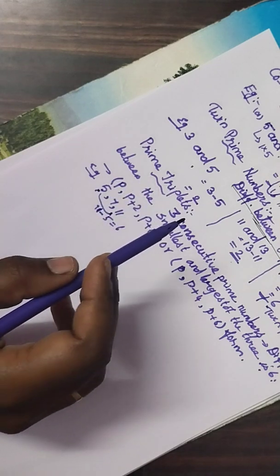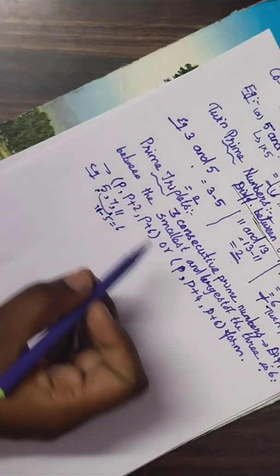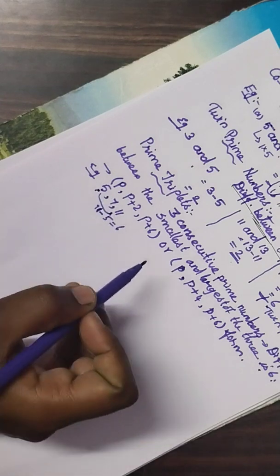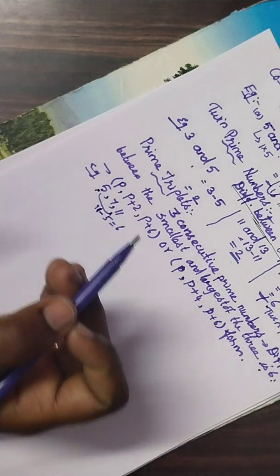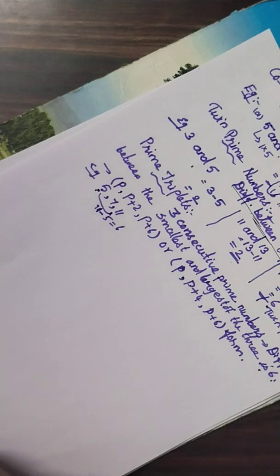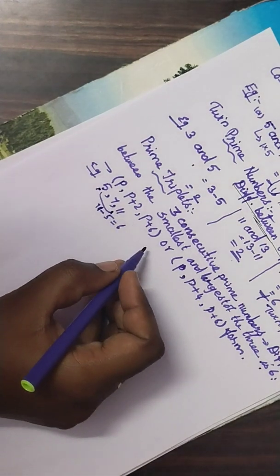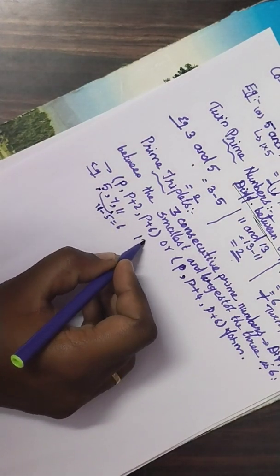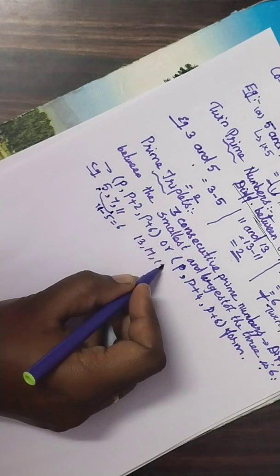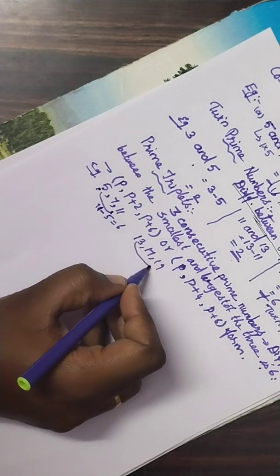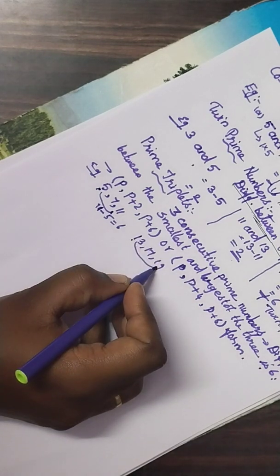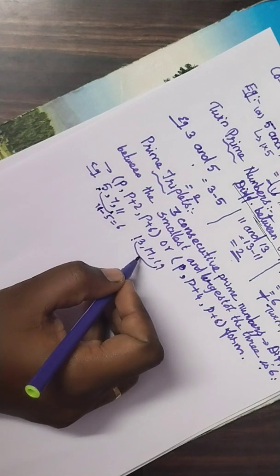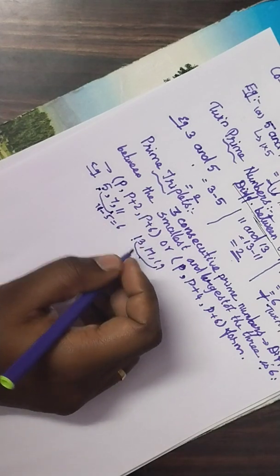Prime triplet: first we want to check that those 3 numbers are prime numbers, just to check whether the number set is a prime triplet or not. The next example: 13, 17, 19. Here also you check the smallest number to the biggest number. If the difference is 6, then that is a prime triplet.